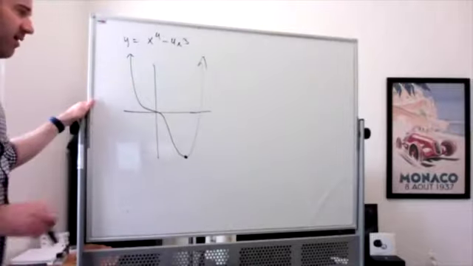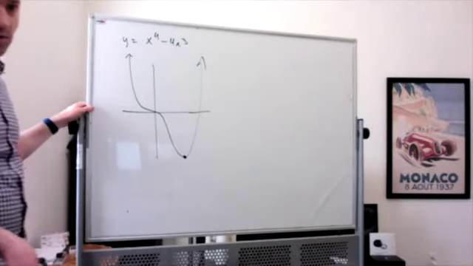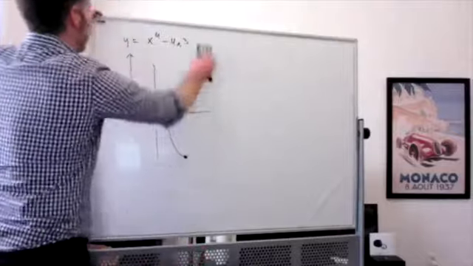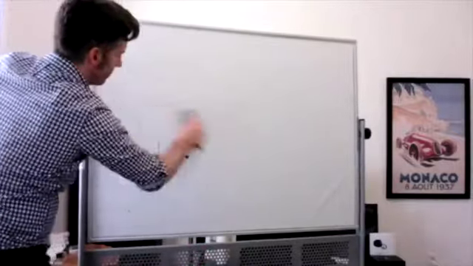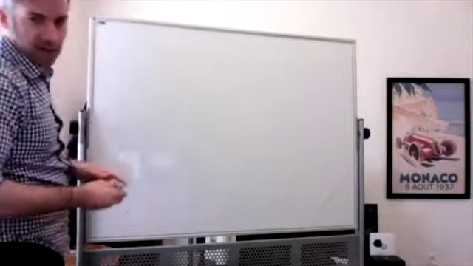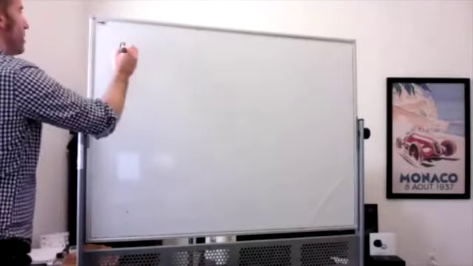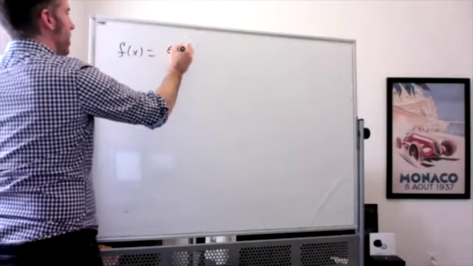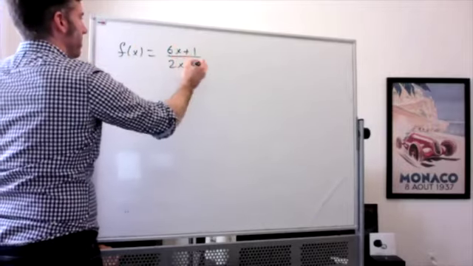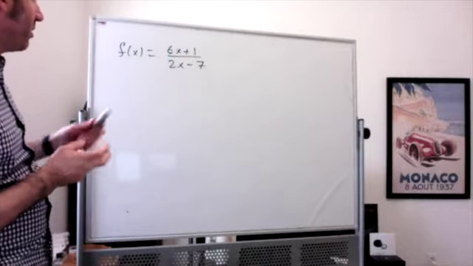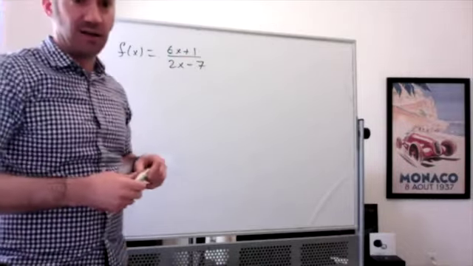So something like this, we don't really have the tools yet to find the range, although you can totally graph it on Desmos and figure out what the bottom point is. But what I do want to do is talk about how I find the range of something like this: f of x equal to 6x plus 1 over 2x minus 7. And the way we're going to find the range of this is actually by finding the inverse function.